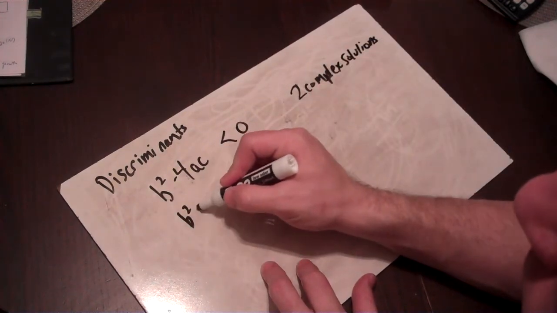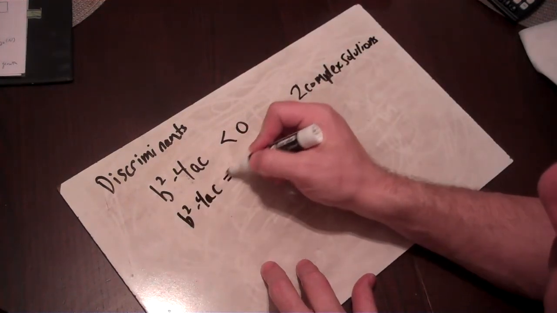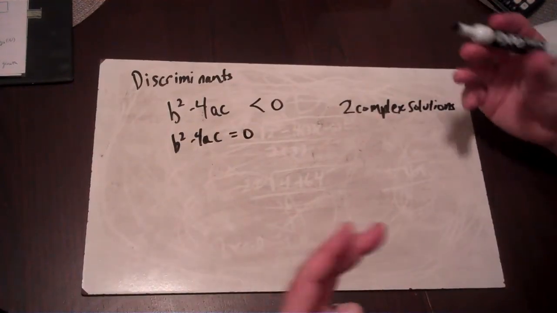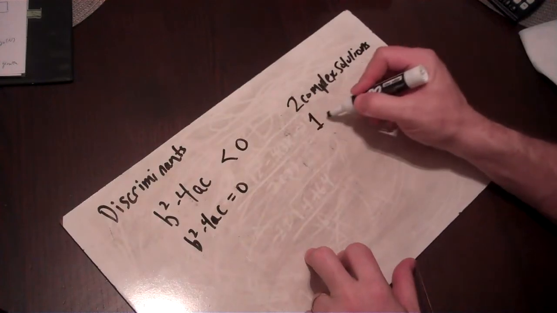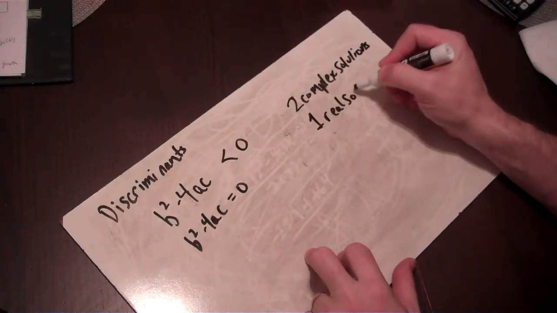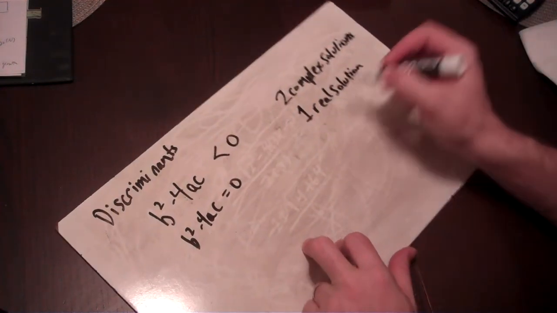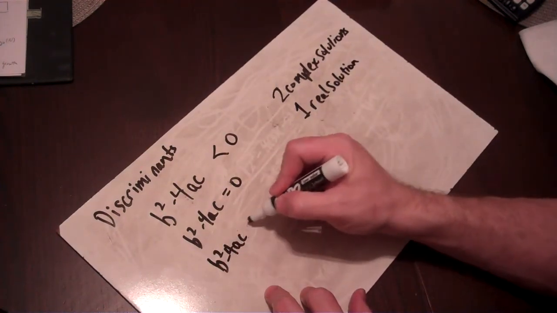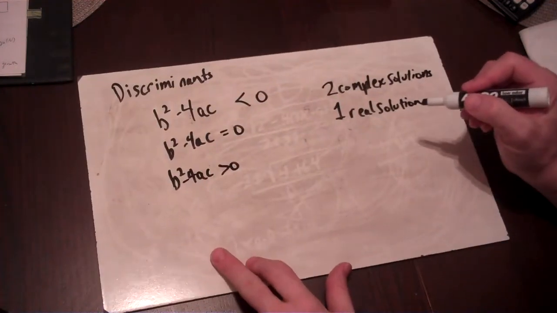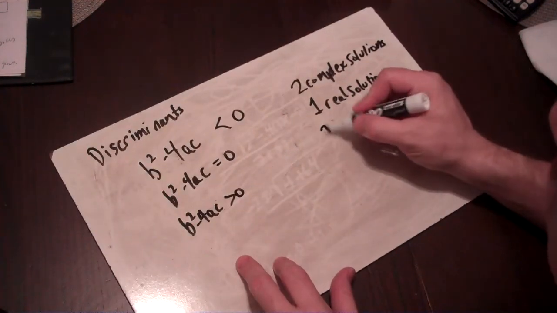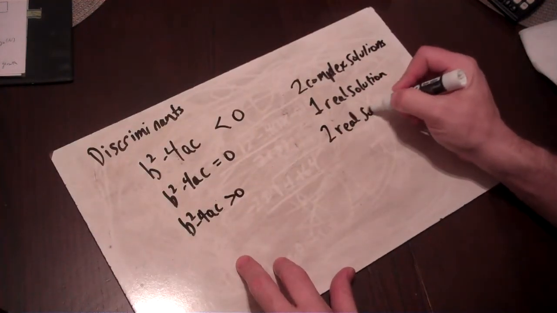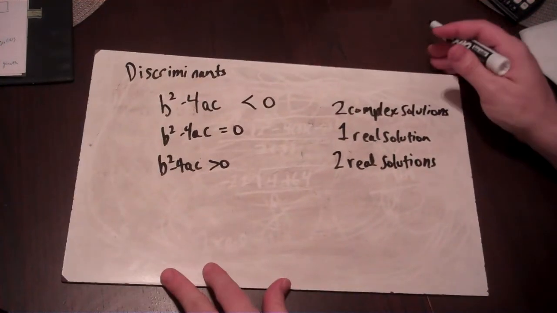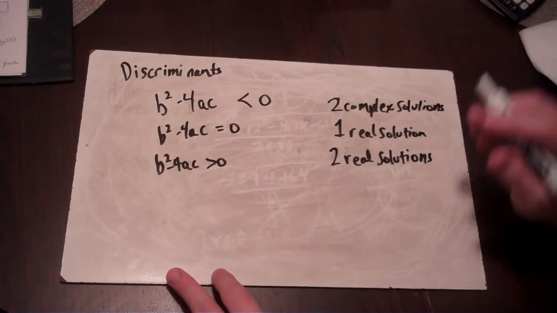If b squared minus 4ac is equal to 0, then when we add it or when we subtract it, there will be no difference. So it's going to give me one real solution. And if b squared minus 4ac is greater than 0, then it will be a real number when we take its square root. So it's going to be two real solutions. So the discriminant is something that allows us to determine what types of solutions we're going to get before we even go through and actually solve.